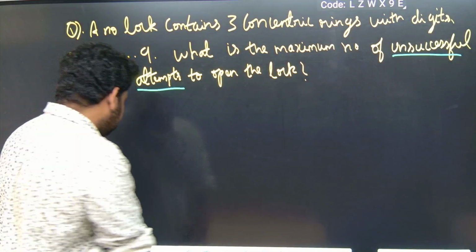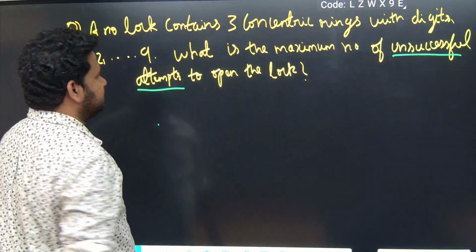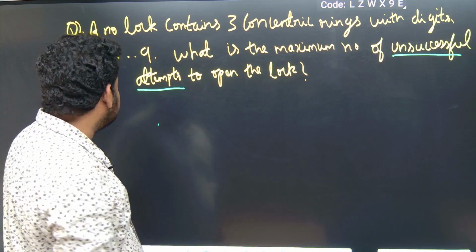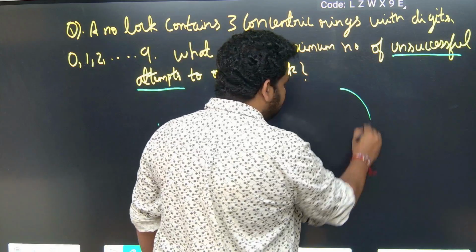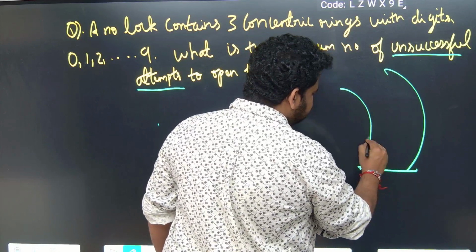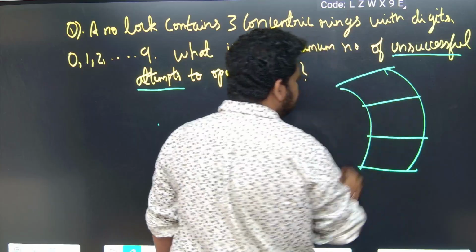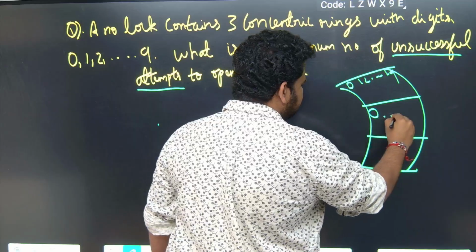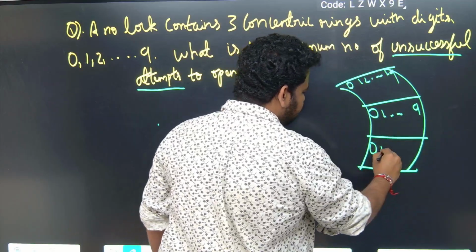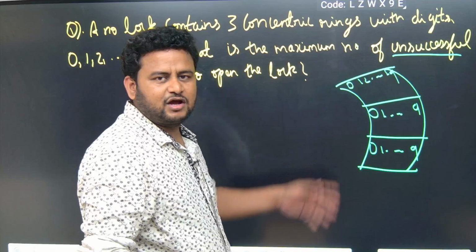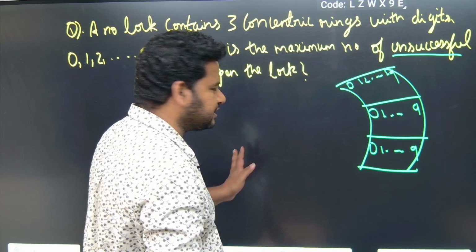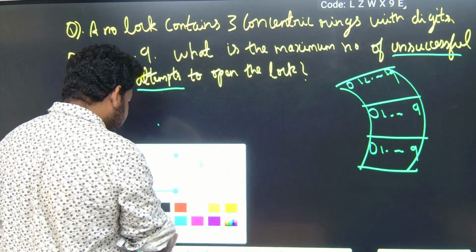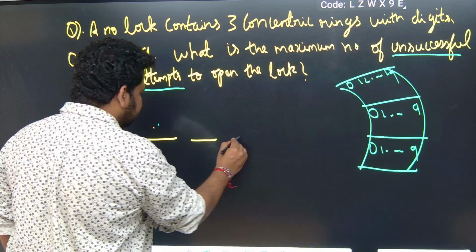Now see here, let us visualize the concentric rings. Say a number lock has 3 concentric rings with digits 0 to 9 that can be used. So let us visualize the lock like this. This will be 3 concentric rings. The numbers can be like 0, 1, 2 up to 9 like this. Here also 0, 1 up to 9, here also 0, 1 up to 9. So a number lock is nothing but a password. Definitely here they are not talking about a 3-digit number, they are talking about 3 concentric rings. So I can keep the password like this.